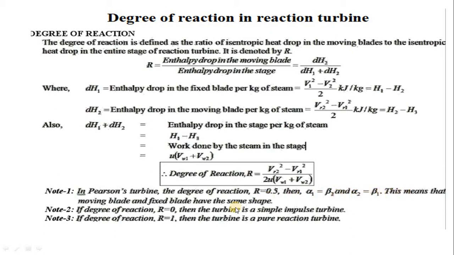This means that the moving blade and fixed blade have the same shape. So the degree of reaction is 50%. This is a very simple thing.